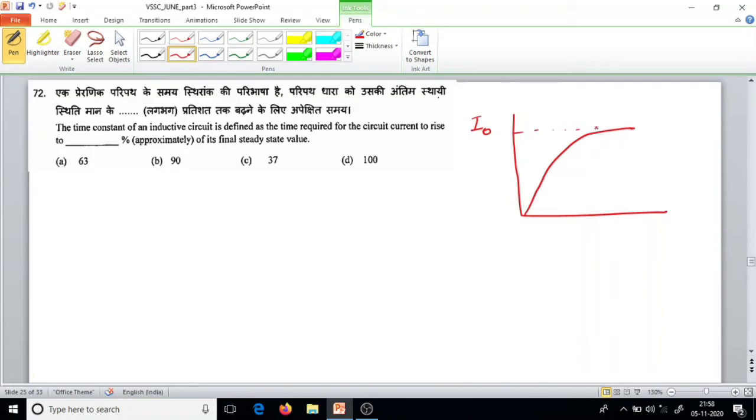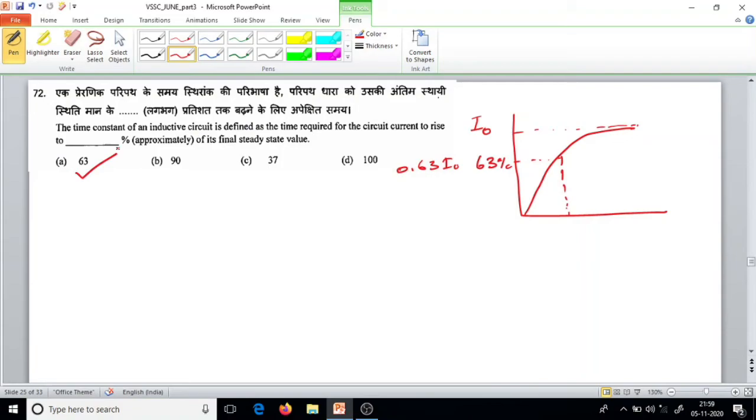The time constant of the circuit is 63% of the maximum while rising, that is 63% of the maximum value of the current. At this point the value will be 0.63 I naught. So the answer is approximately 63% of its final steady state value.